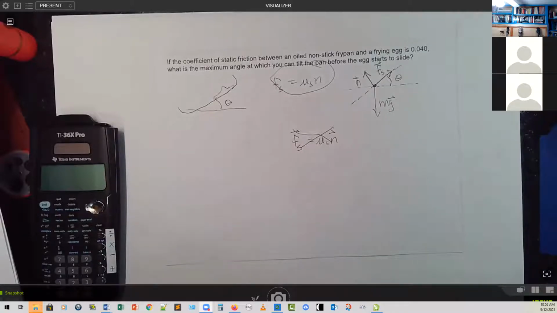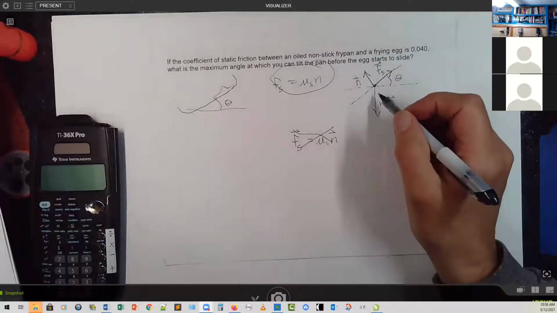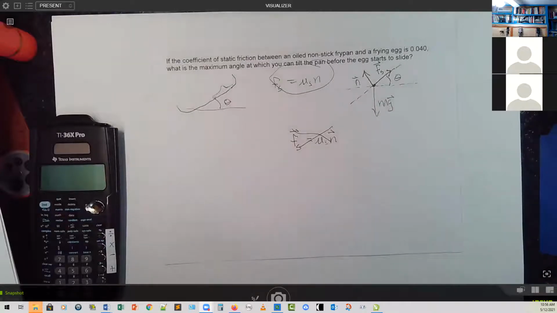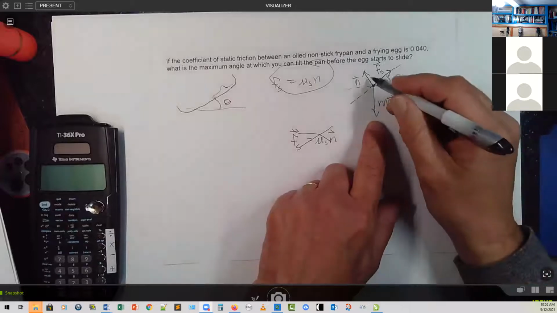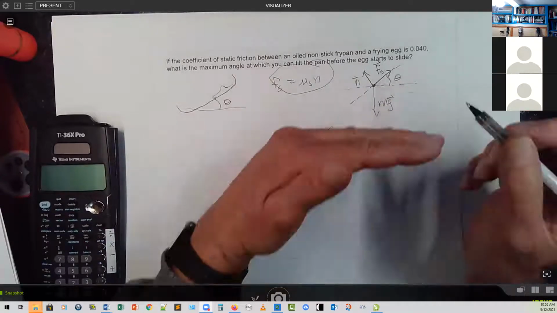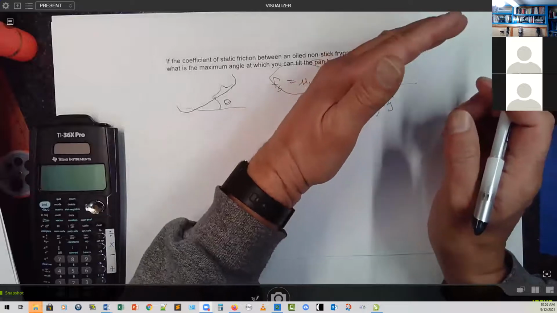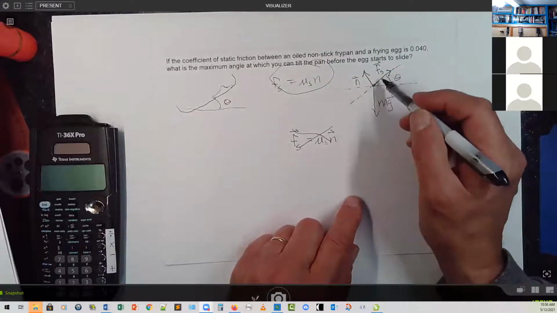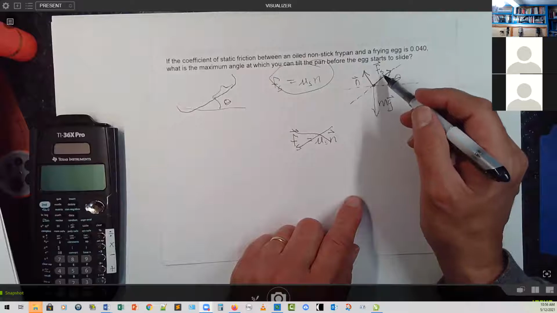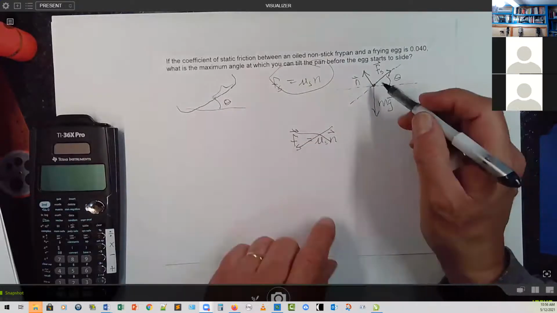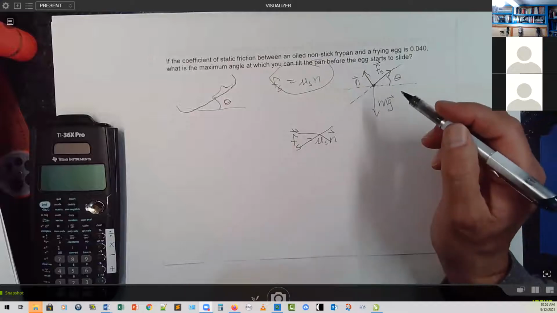So there's my expression. Now, it turns out the easy way to do this problem is to draw a picture. We're maxing out the friction. If we increase the tilt just a smidgen beyond that, then the egg slides down the pan and we go from static friction to kinetic friction. But we're maxing out the friction. So these three forces add to zero.